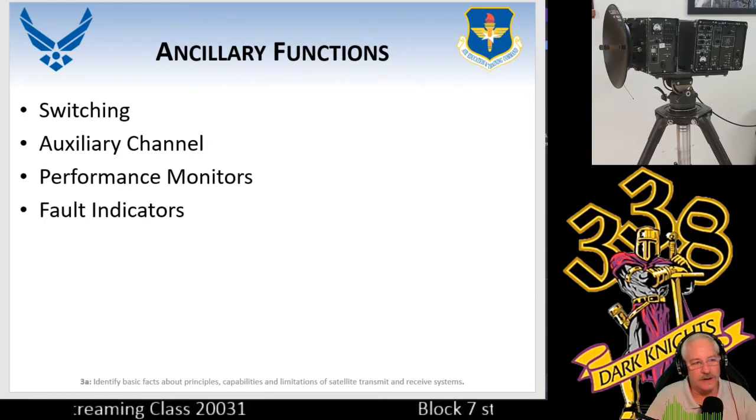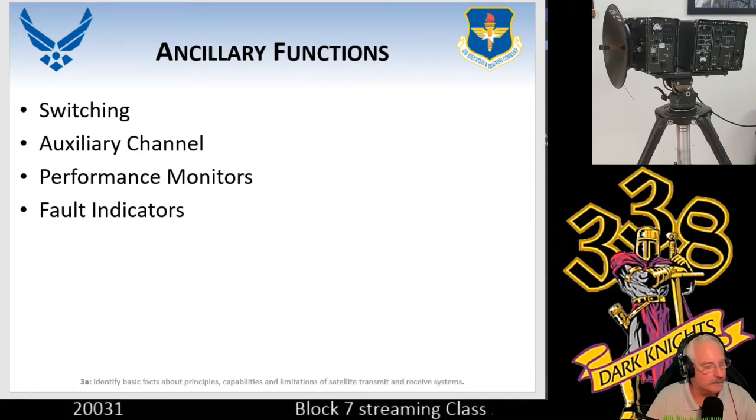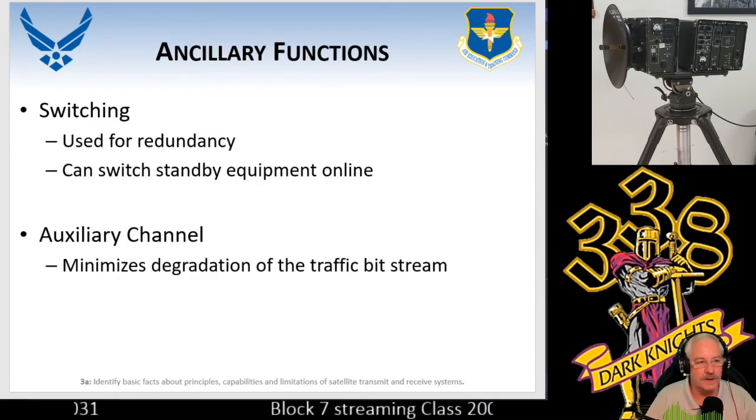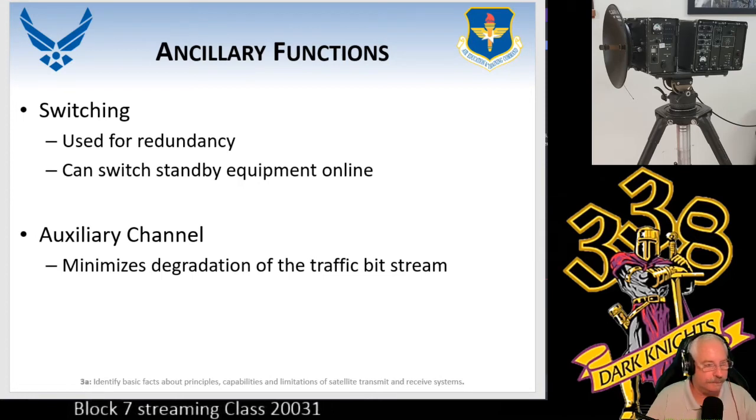We have switching, auxiliary channels, and performance monitors and fault indicators, all under ancillary functions. You're going to see this on the TISR. Let's look at switching and auxiliary channel. Switching: the idea is if one goes down, hopefully it'll switch over to another piece of equipment. The idea is you don't want to have your equipment down for any length of time.